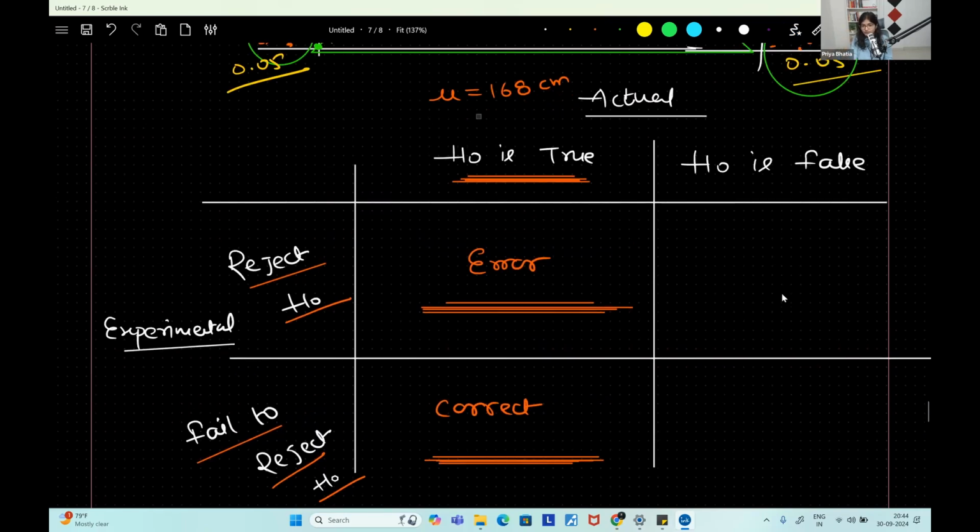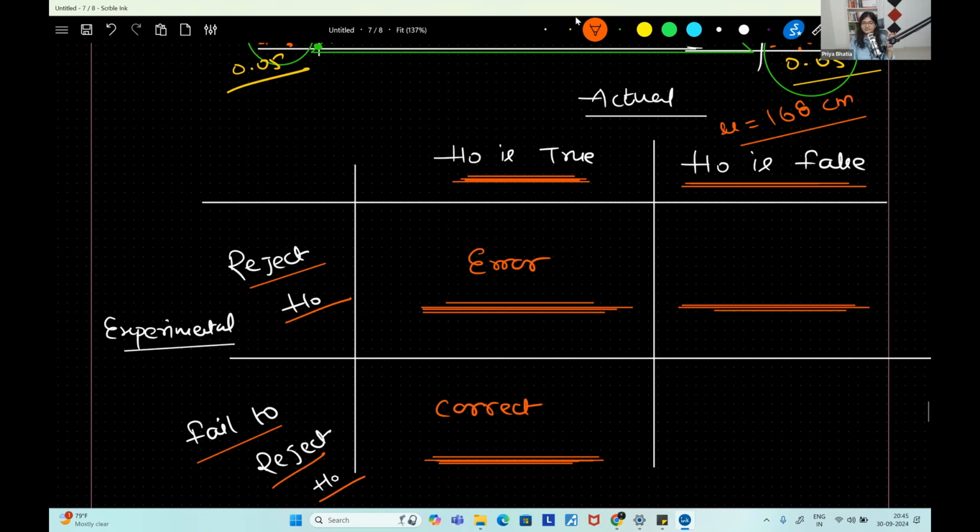Now let's assume that the null hypothesis is actually wrong. When you are saying mu is equal to 168 centimeter, average height is 168, this is a wrong assumption. And your model or your experiment rejects that hypothesis. Is this a correct case or an error? This is correct. Agree?